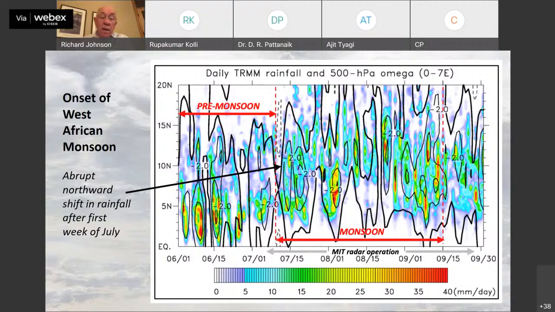One can see that up through the month of June till the first week in July, most of the convection was confined to 5 north or south. But then after the first week in July, convection jumped northward for several months. And we call this first period the pre-monsoon, the second the monsoon period. So we'll look at both of those periods.